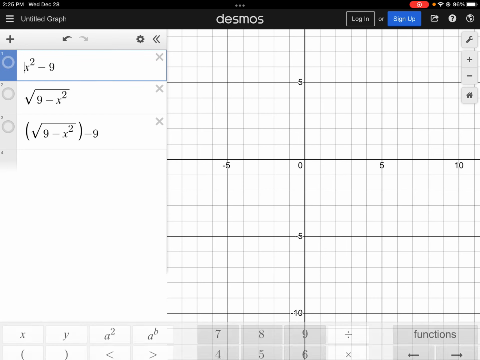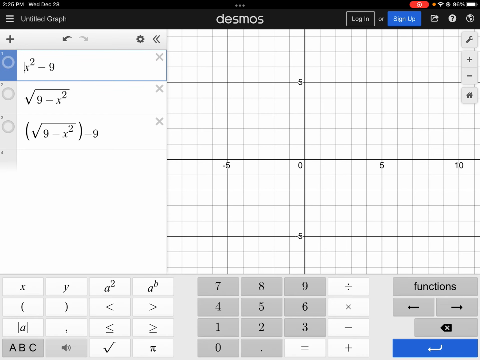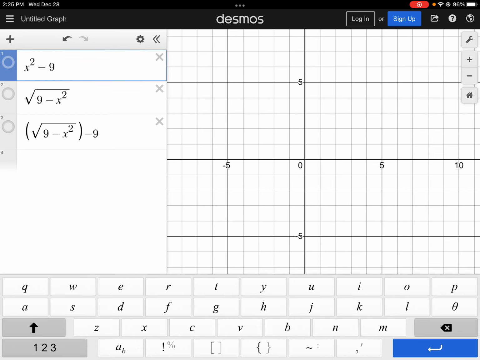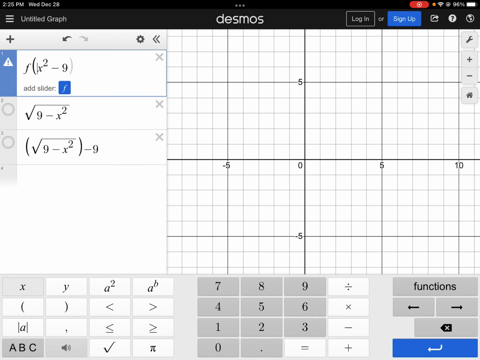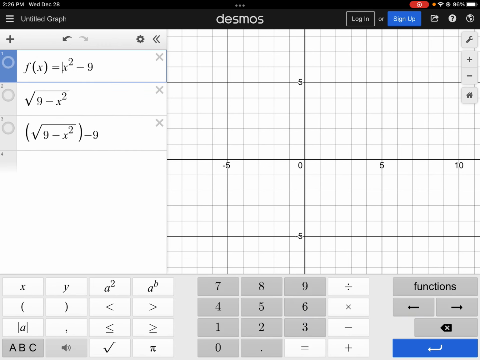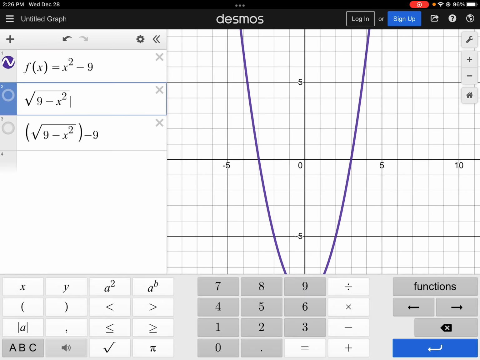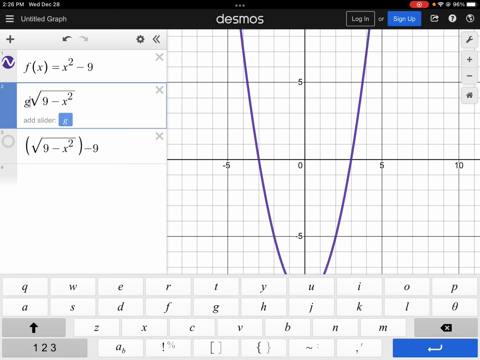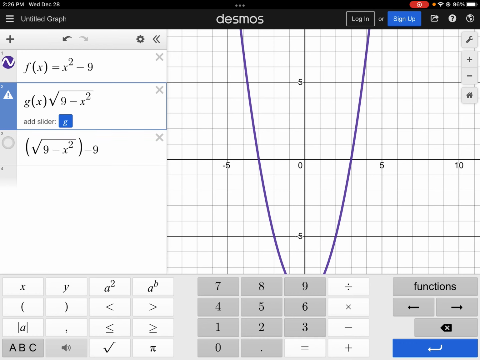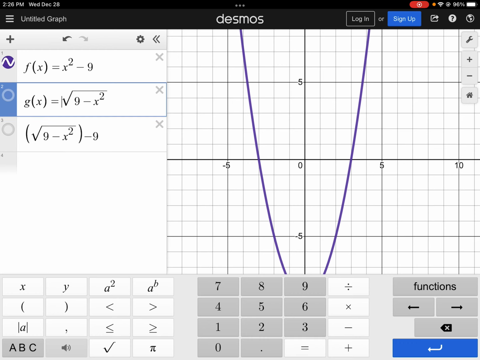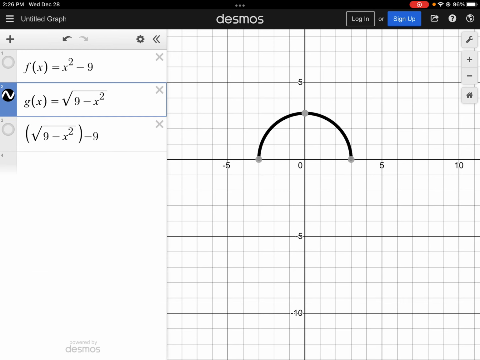So here I have my functions already typed in here. So this is f of x right here. So there's f of x. It's a parabola. It's opening upward. It's the parent function, x squared, shifted down 9. Here is g of x. I'm just going to rename this, not that we need to in Desmos. So there is g of x.